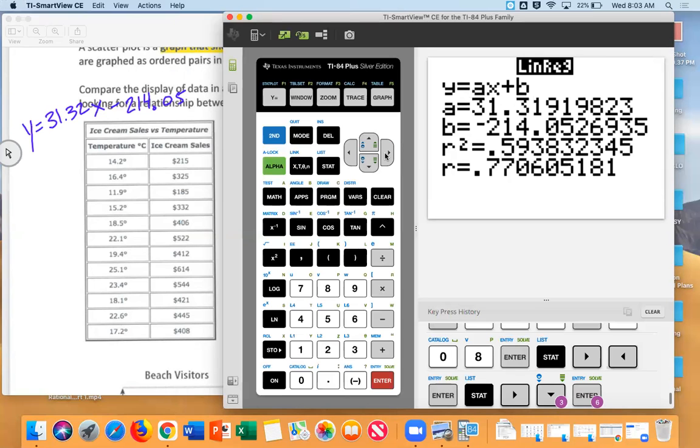Jack, come on, head up, buddy. So this means that pretty much for every degree Celsius that it goes up, I'm going to make about $30.